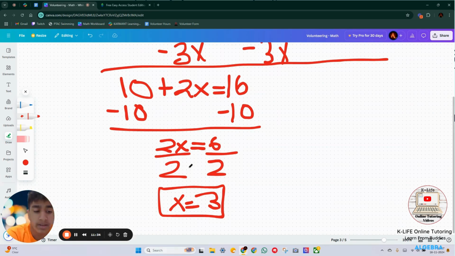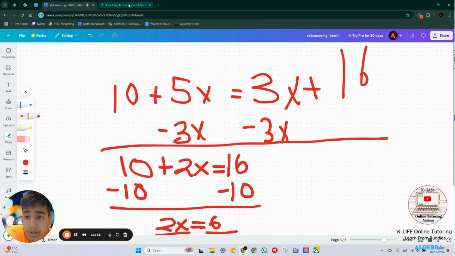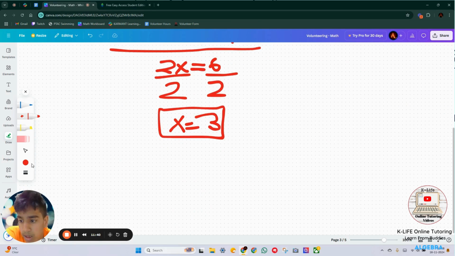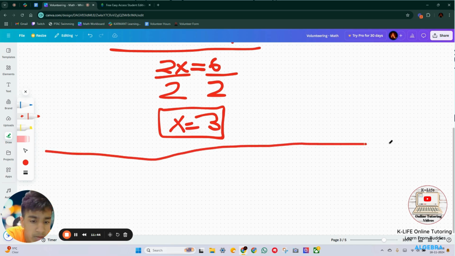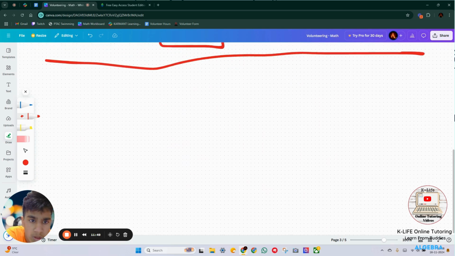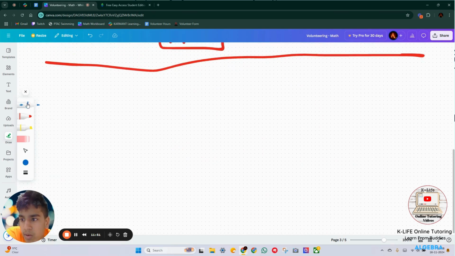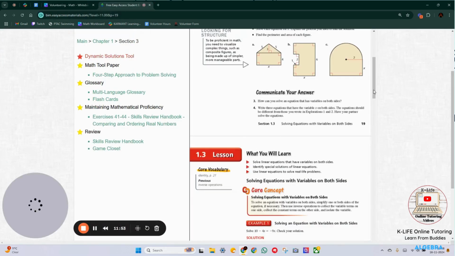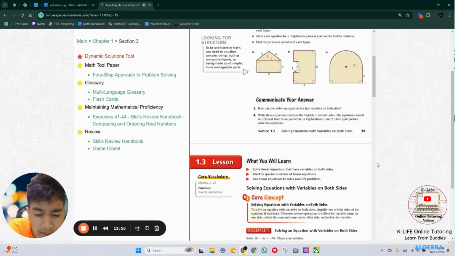Alright, now what we're gonna do is actually solve a problem. Alright, so you know what? Should I erase this? I'll just leave it alone. I'm just gonna make a line. Okay, so now we begin with our actual lesson. So our first example says, solve 10 minus 4x equals negative 9x.